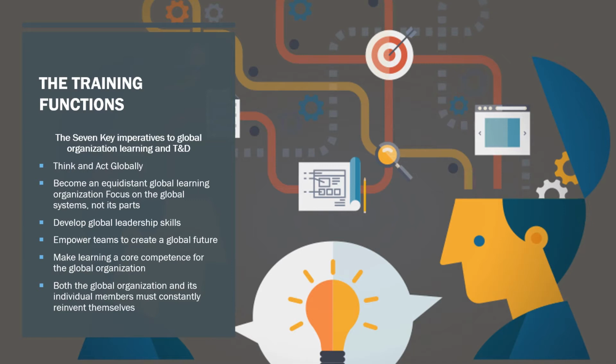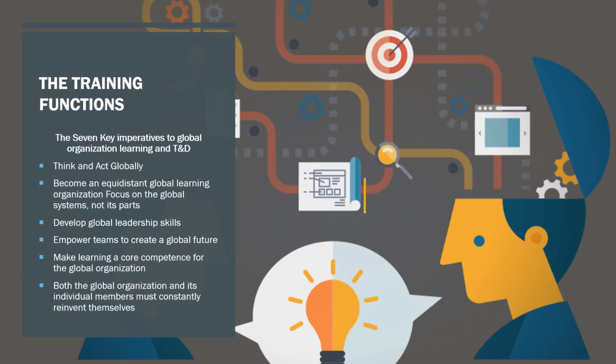Next is to become an equidistant global learning organization. Learning must be facilitated from and in all cultures. Third key function is to focus on the global systems, not its parts.